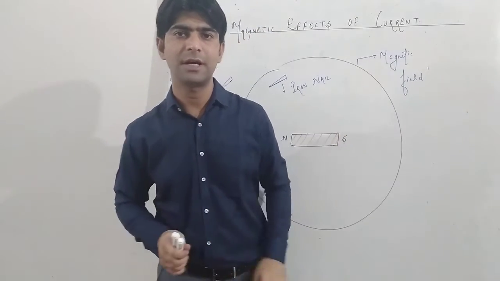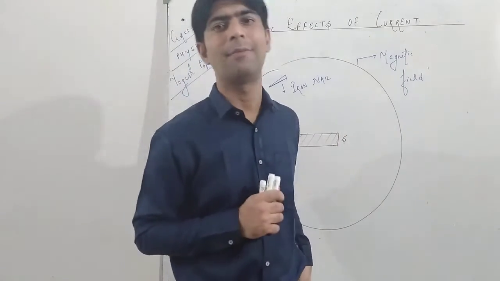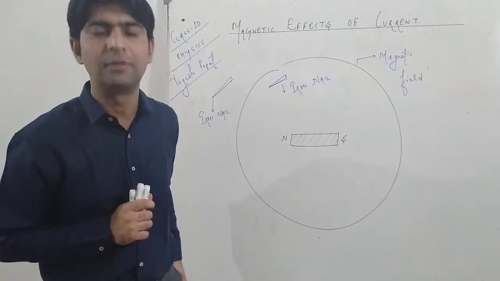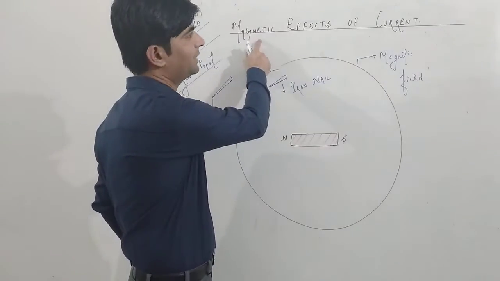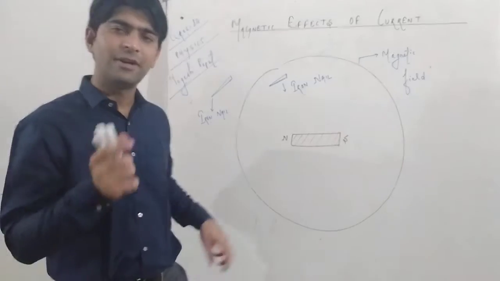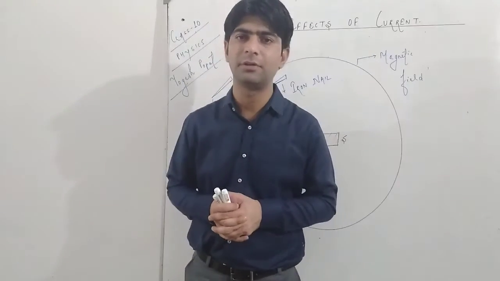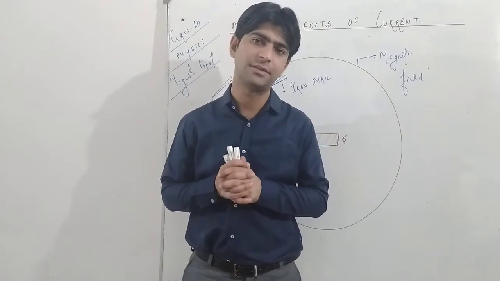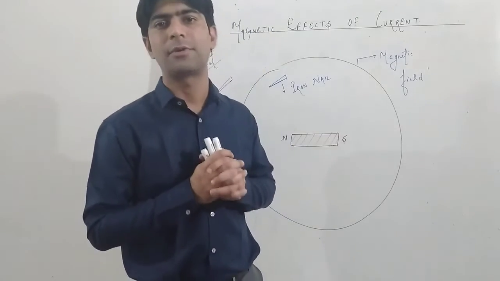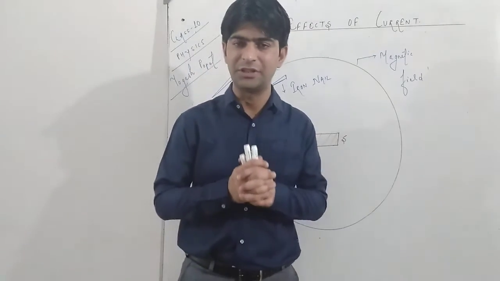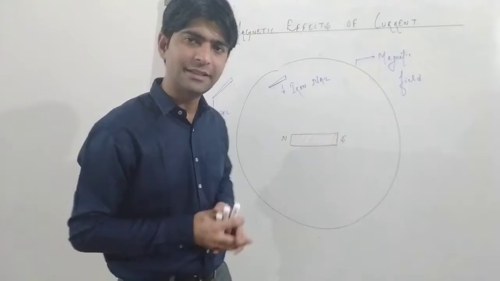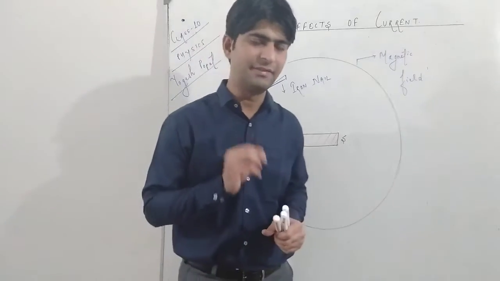This is Yogesh Popat and today we are going to discuss the second chapter of physics of class 10, that is magnetic effects of current. In a previous chapter we had a discussion on electricity in which we discussed electric charges, properties of charges, potential difference, electric current, resistance, resistivity.